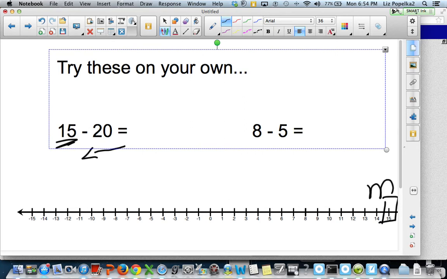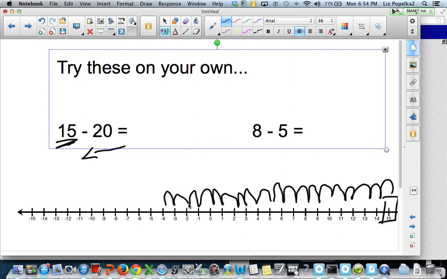1, 2, 3, 4, 5, 6, 7, 8, 9, 10. It's a lot of counting. 11, 12, 13, 14, 15, 16, 17, 18, 19, and 20. So if we went 20 backwards, we started out at a positive 15, started out here, then we went 20 backwards. We took away 20, so we ended up at a negative 5.